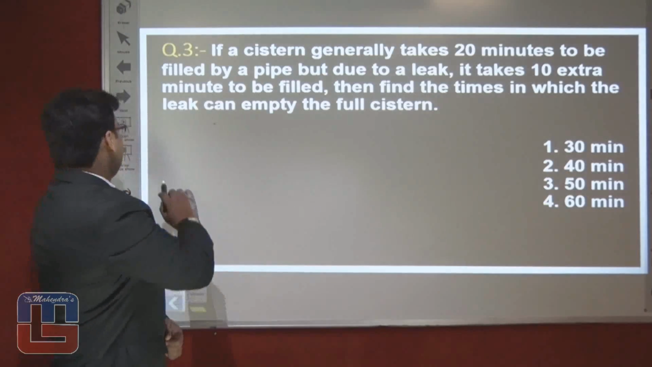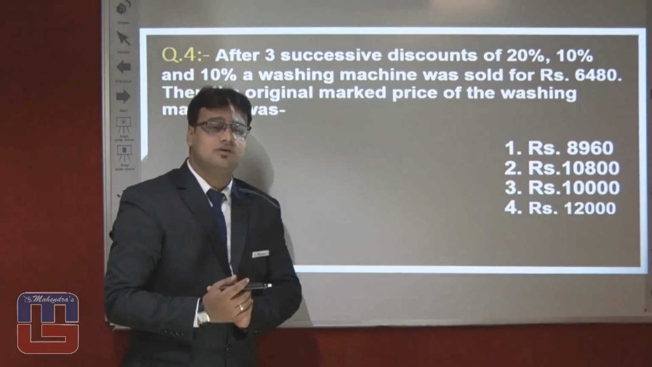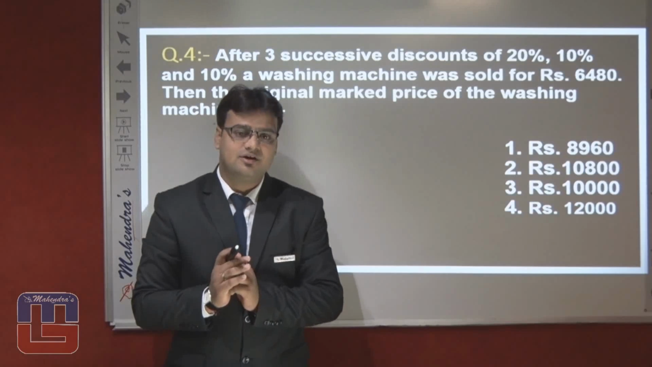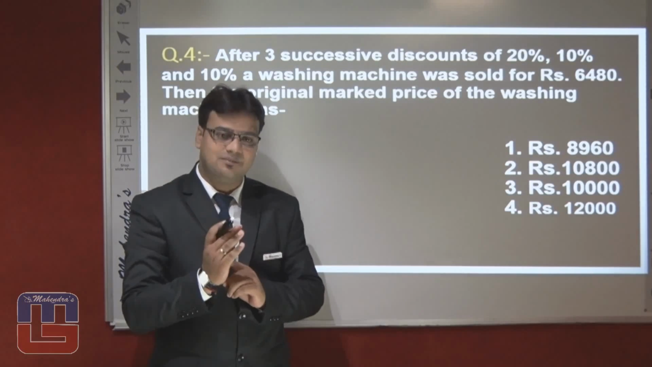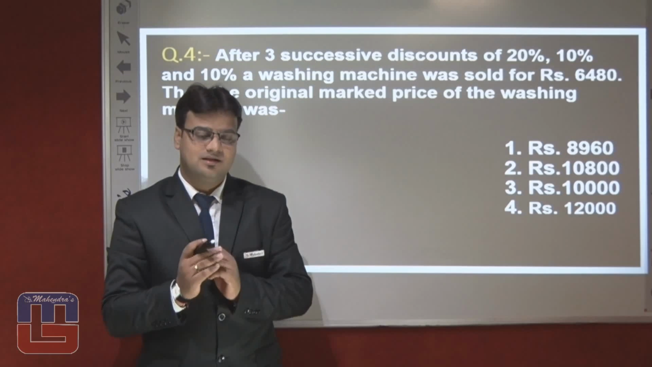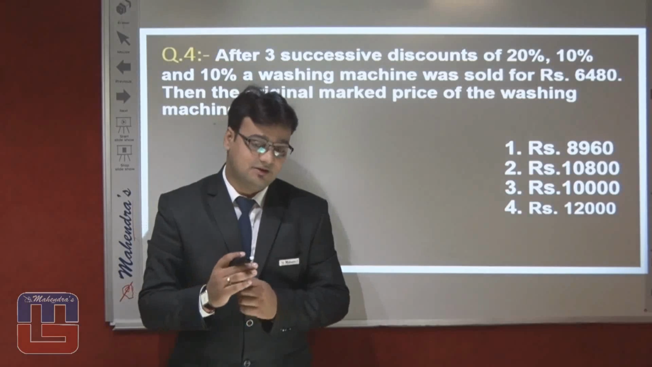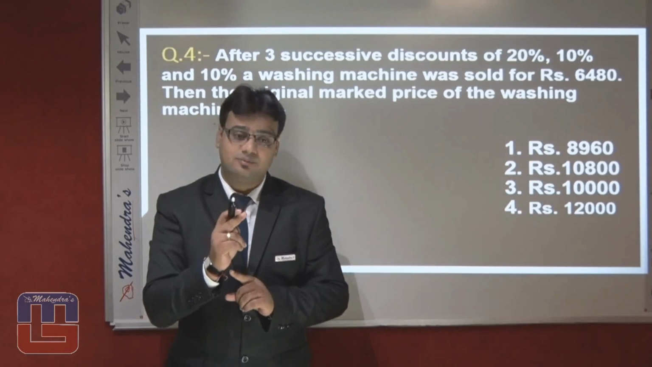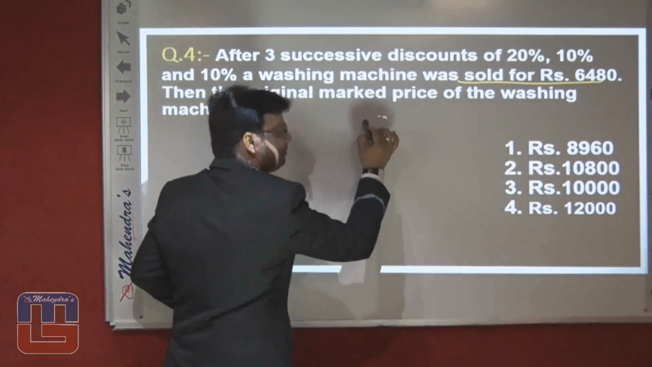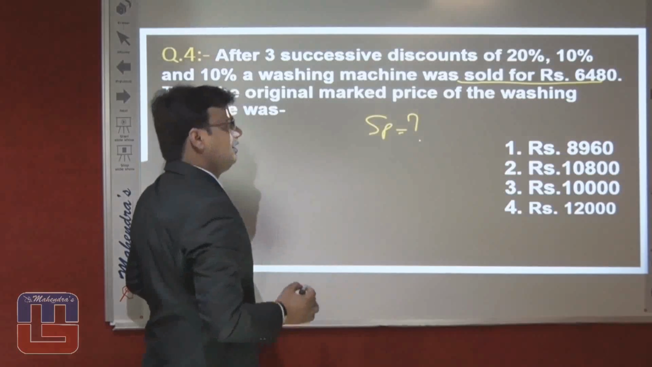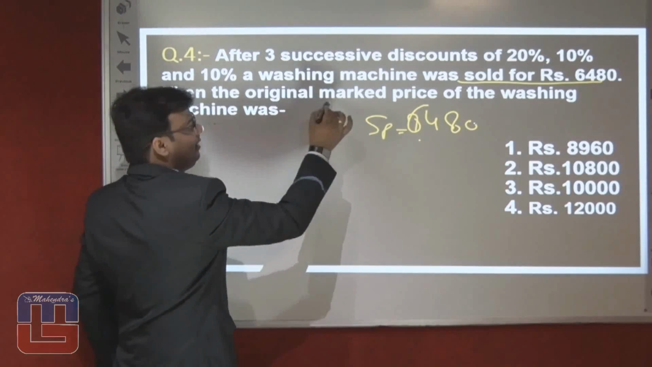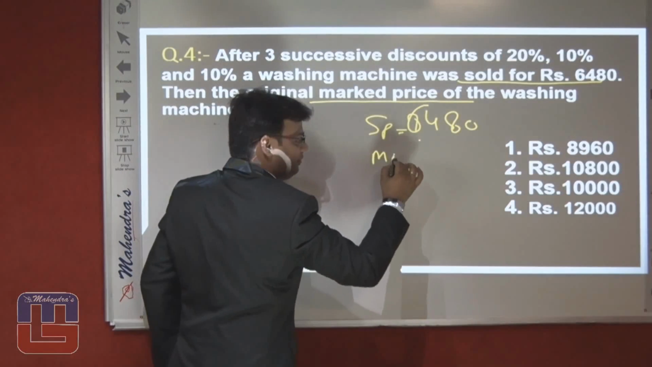See the next question. Here that's a question of successive discount. After 3 successive discounts, 20%, 10% and 10%, a washing machine was sold for rupees 6480. Then find its market price. All of you know the question is based on discount. That means we are given the selling price, 6480. We require the market price, that means MRP.